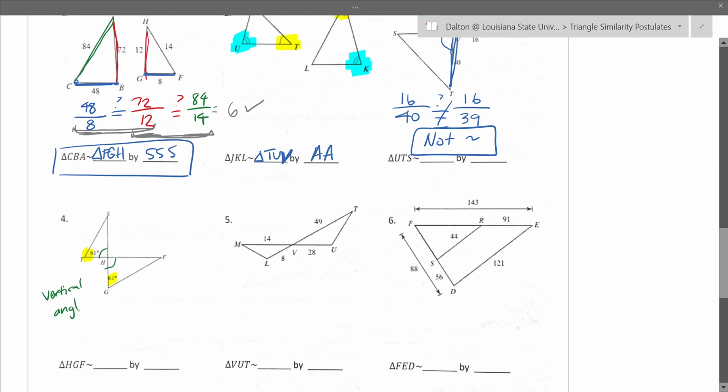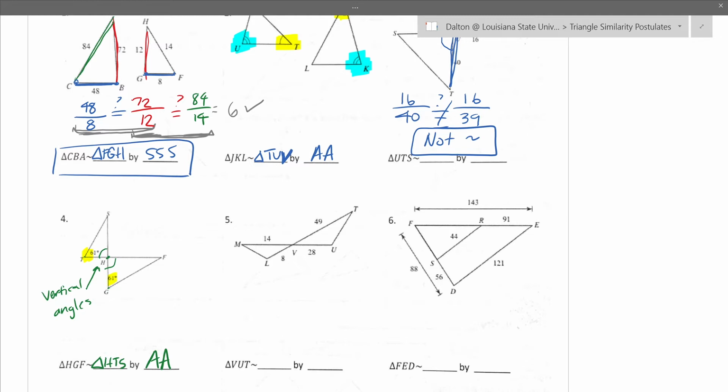And my favorite similarity postulate, because it is so easy, is AA. If you just have two pairs of congruent angles, you are done. You're good to go. So triangle HGF is similar to triangle. H corresponds to itself, so it's going to be H. Then G is the 61-degree angle, so it has to correspond to T and S. So triangle HTS.